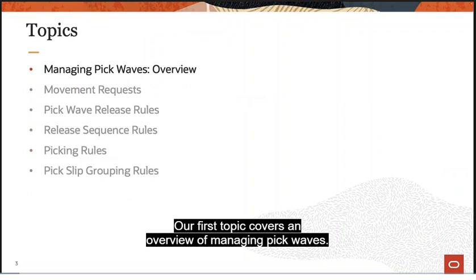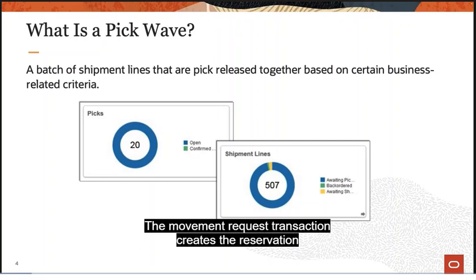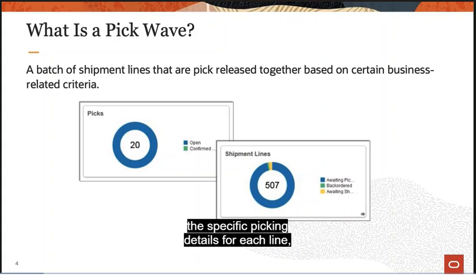Our first topic covers an overview of managing pickwaves. Pick release identifies shipment lines that are eligible and meet your release criteria, and then it releases them out and creates movement requests. The movement request transaction creates the reservation and determines the source subinventory in inventory. Oracle Shipping then generates pick slips and allocates the specific picking details for each line, such as the locator, lot, or serial number.